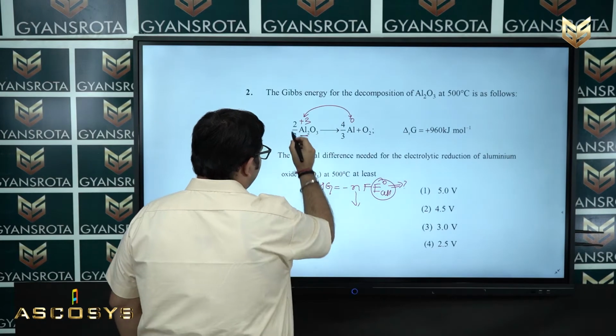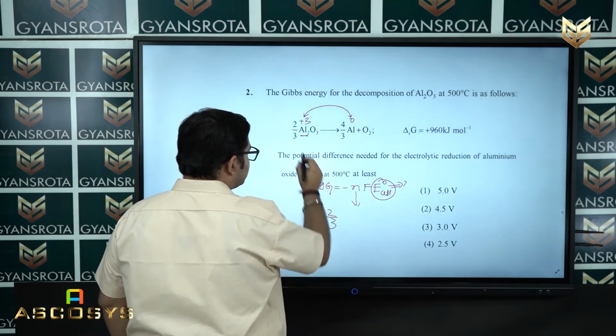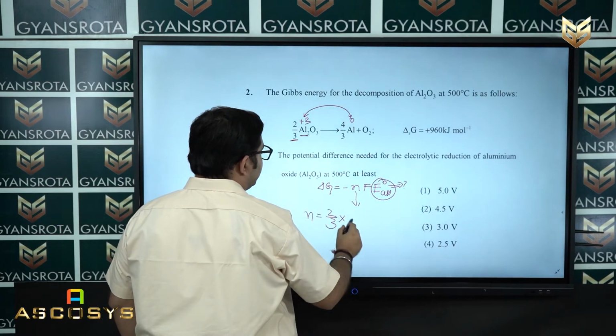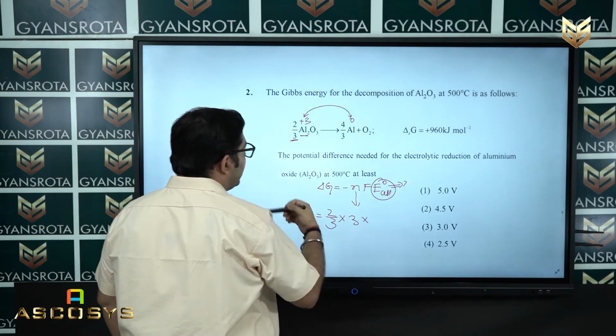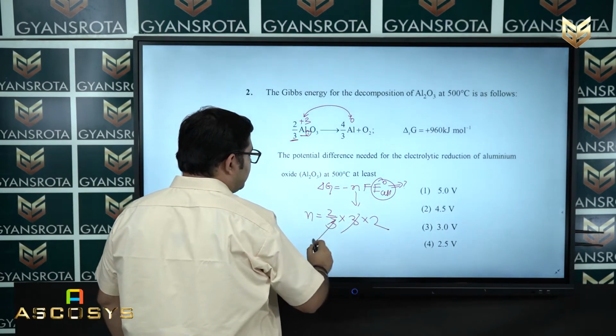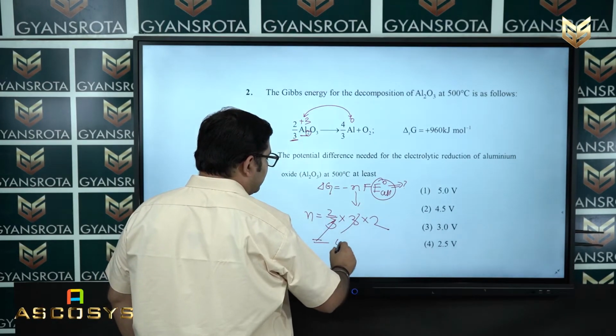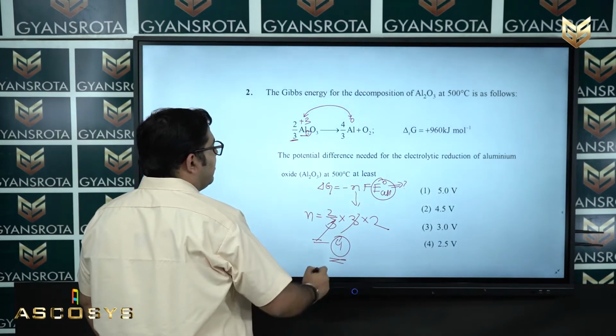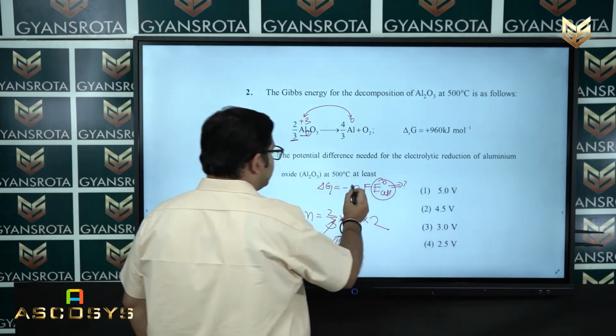So, n value here: stoichiometric coefficient 2 by 3, and your oxidation state for one aluminum is plus 3, and how many aluminum are there? 2 aluminum, so 2. So, 3 and 3 will cancel out and you end up with 4, and 4 is the value of n. Now, the value should be substituted in this equation.